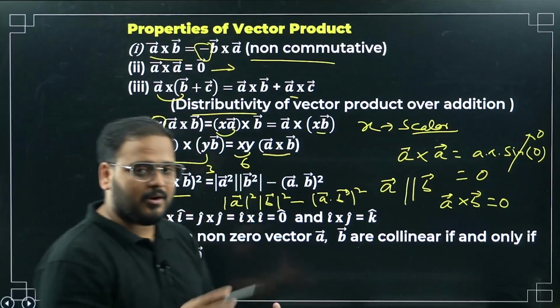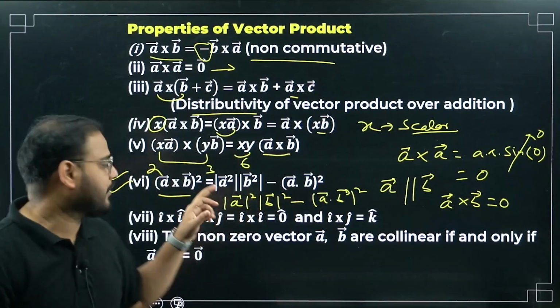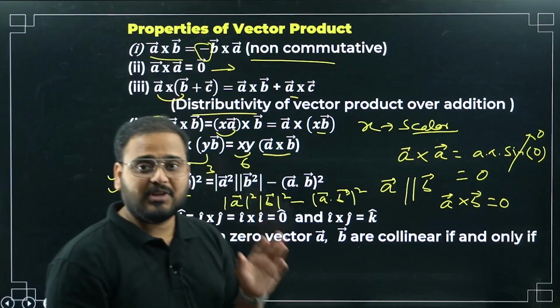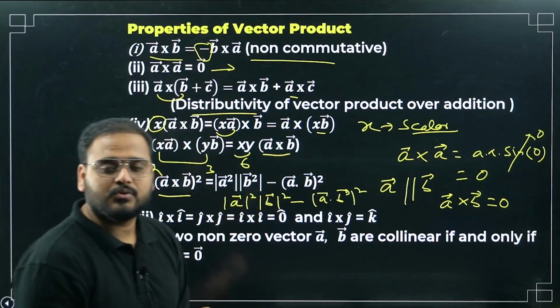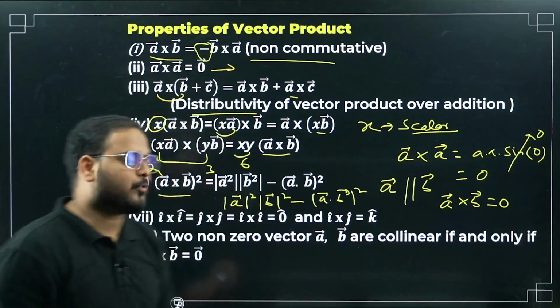Because in the question, they'll give you results on a cross b and a dot b and ask you to find either this or the missing values. They can ask you to find angles also. For that reason, it's very important to know this treatment. How it comes, I'll explain it to you, don't worry about that.